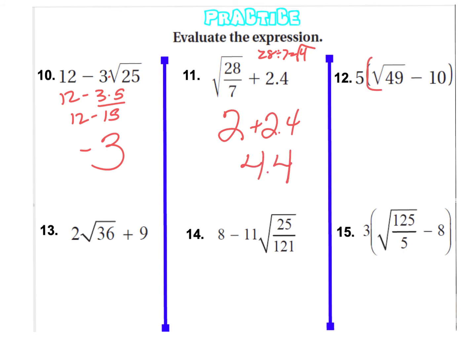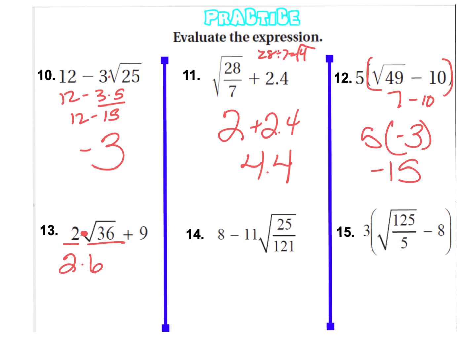Now we have grouping symbols, so we have to do what's inside the grouping symbols first. Square root of 49 is 7, minus 10, that gives us -3. 5 times -3 gives us a -15. Same thing down here. Remember, when you have a number in front of a radical, you're going to multiply. So 2 times the square root of 36 is 6, plus 9. 2 times 6 is 12, plus 9. That gives us 21.